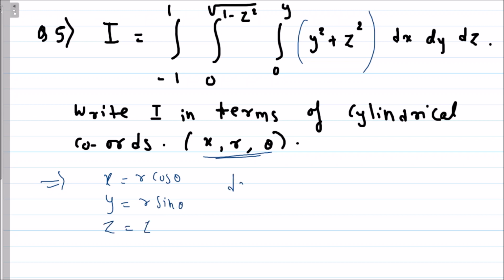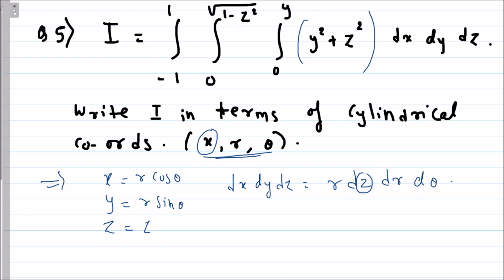Okay, so what will be your dx dy dz? When you do this substitution, it is nothing but r dz dr d theta. That's the standard thing you do. Now in this case, you want x, you don't want z.